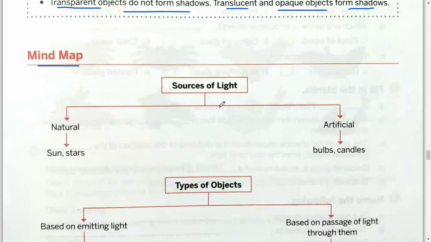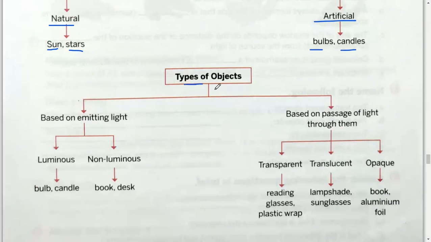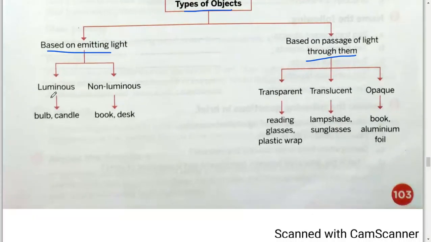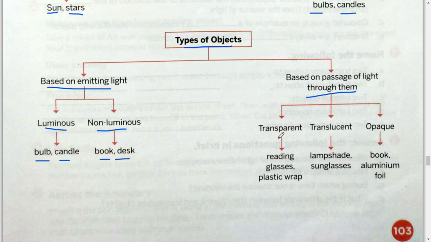Mind map. Sources of light: natural and artificial. Natural are sun, stars. Artificial are bulbs, candles. Types of objects based on emitting light, and based on passage of light through them. Based on emitting light: luminous, non-luminous. Luminous are bulb, candle. Non-luminous are book, desk. Based on passage of light through them: transparent, translucent, opaque.